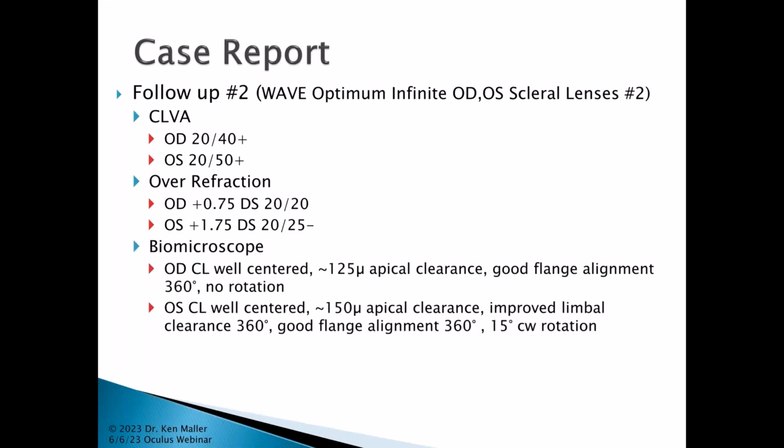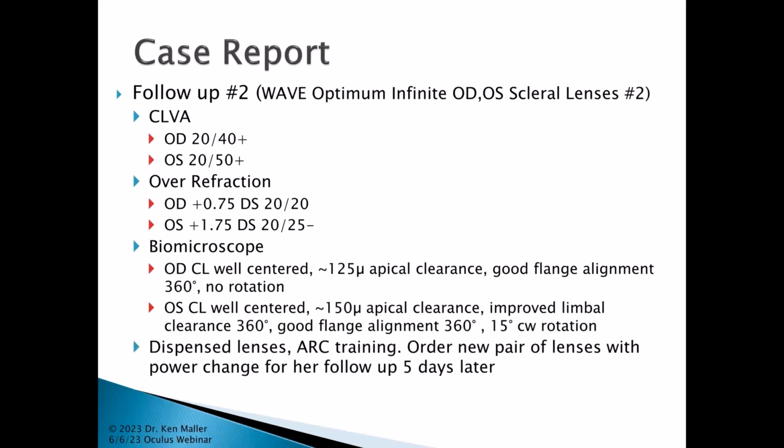On the biomicroscope, the right lens fit very nicely. The left lens now had a little bit decreased apical clearance to 150. The limbal clearance was good, and I was happy with the flange alignment, and the lens was showing 15 degrees of clockwise rotation. Since we were on such a time crunch, I went ahead and dispensed the lenses.